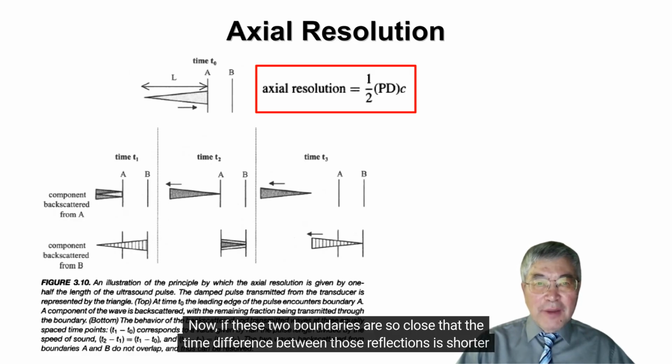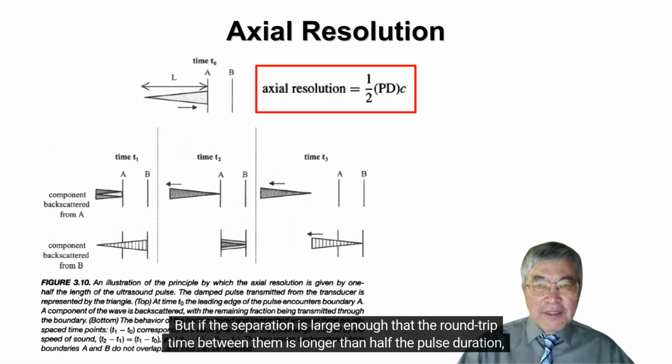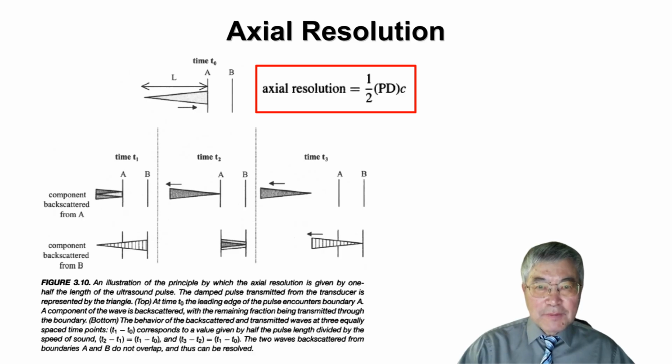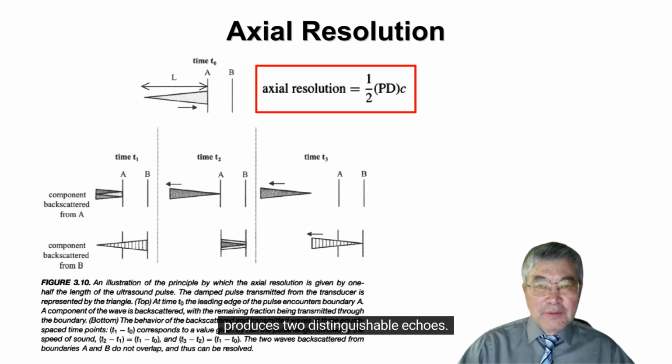Now, if these two boundaries are so close that the time difference between those reflections is shorter than the pulse duration, the two echoes overlap, and we cannot tell them apart. But if the separation is large enough that the round-trip time between them is longer than half the pulse duration, we can distinguish the two. That's exactly how we define axial resolution. It's the distance between surface A and surface B that produces two distinguishable echoes.